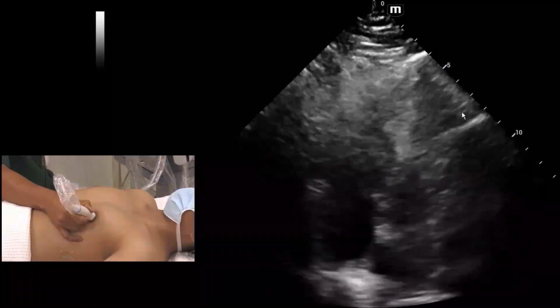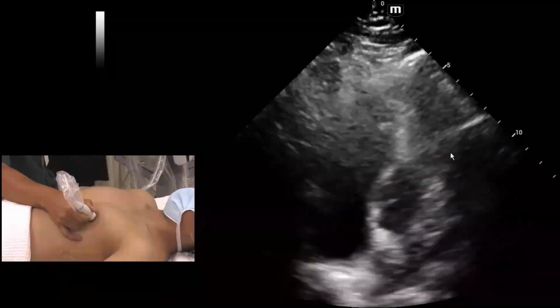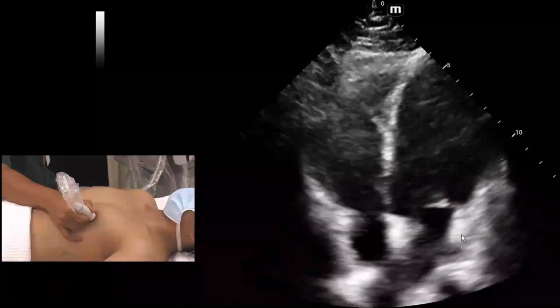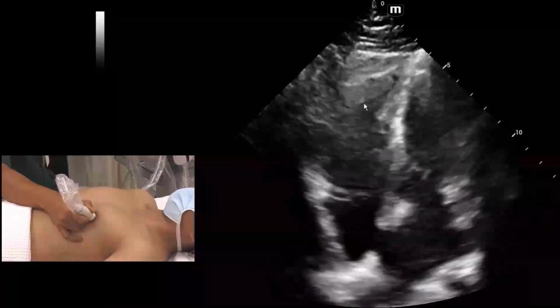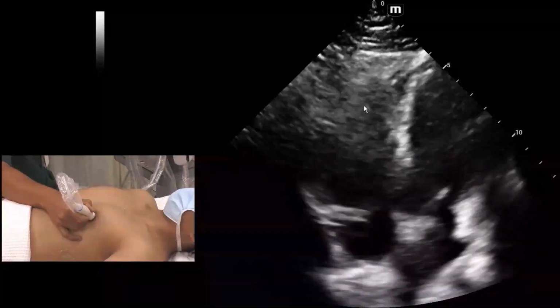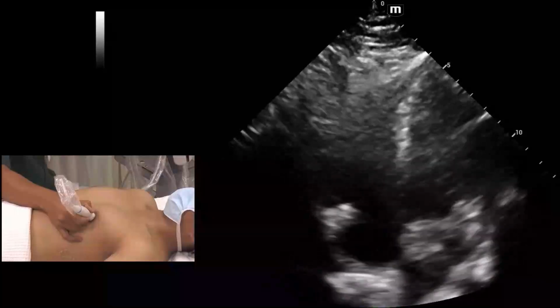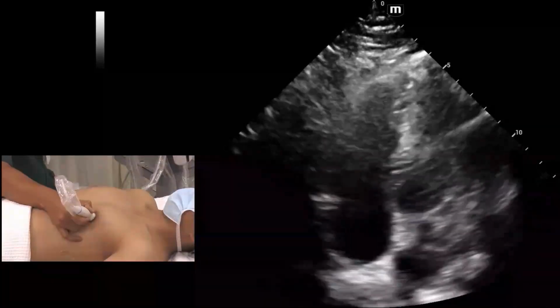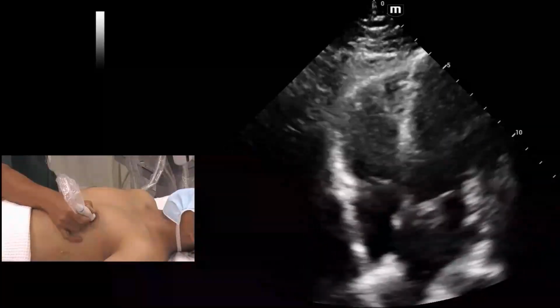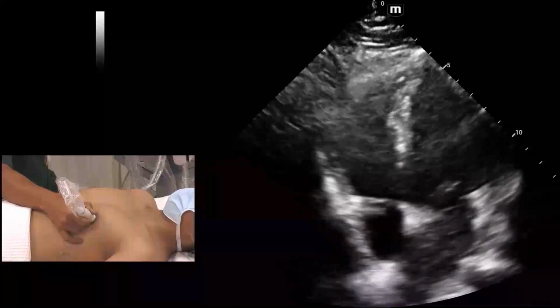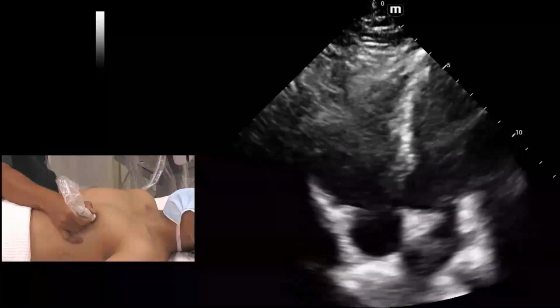I repeat, for number 2, looking at functionality, you look at the left side, the systolic and the diastolic, right? For the right heart, you just look at the systolic function. Why don't we look at the diastolic function? Because there's no management change. So this is the right side.